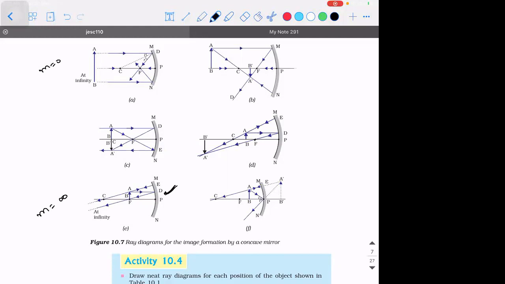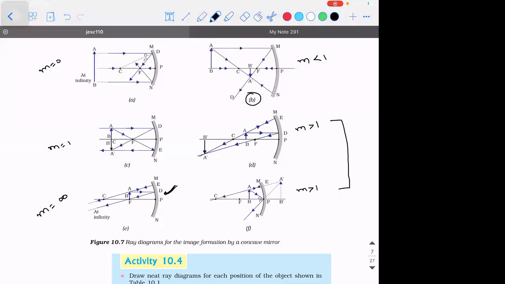Okay, so if you want, you can make a note of all these points. Here, what is the magnification? Is it less than 1 or greater than 1 in B? When the object is placed beyond C, magnification is less than 1. Here magnification is equal to 1. Here magnification is greater than 1. Here also magnification is greater than 1. So what is the difference between these two points, between D and F?